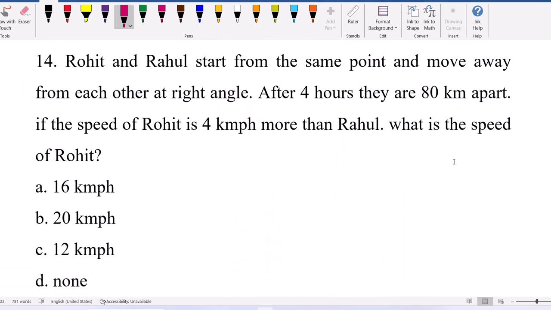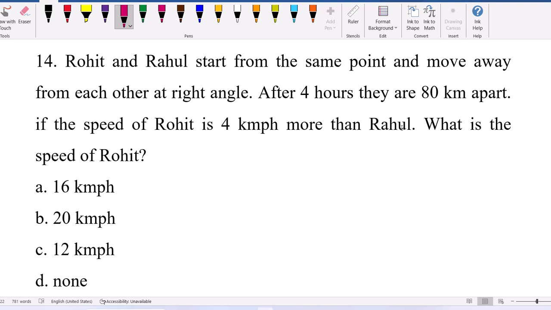So now see, again they have given a time and distance related question. Rohit and Rahul start from the same point and move away from each other at right angle. This type of question you will rarely find on any other platform. But see the beauty. Rohit and Rahul start from the same point, but they move at a right angle. So one is going north, one going east. This is a right angle.